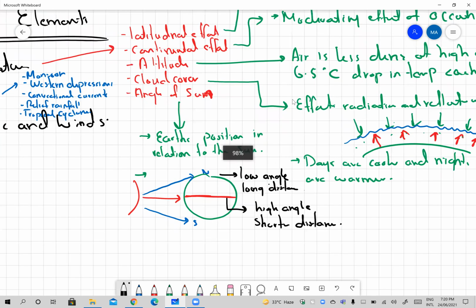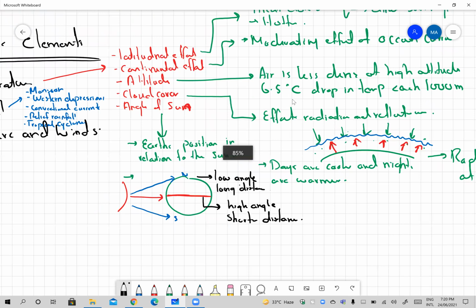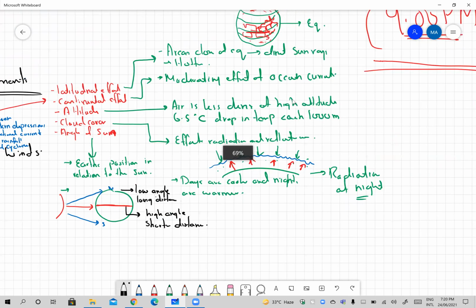These are all the factors that affect temperature, and temperature is a climatic element that in turn affects the climate of a particular area.